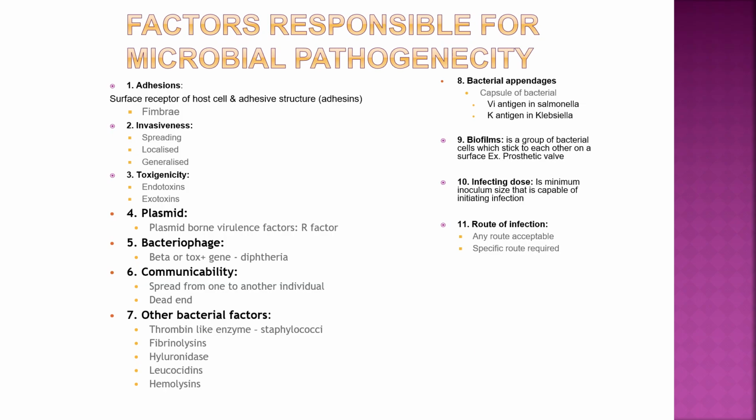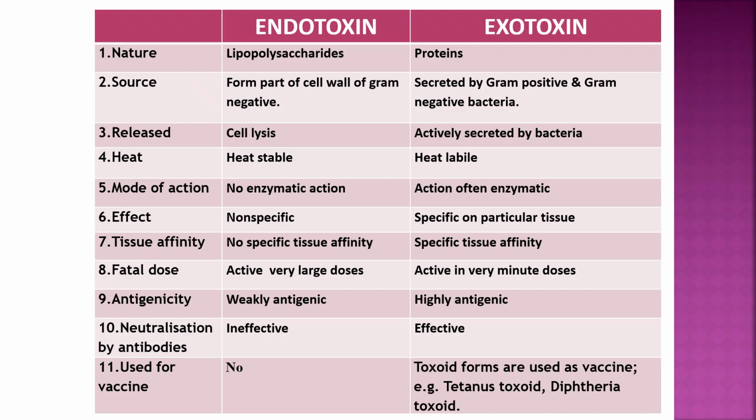microbial pathogenicity. Now we will see endotoxin and exotoxin differences. So endotoxin, lipopolysaccharide in nature, exotoxin, proteins. The source: endotoxin forms part of the cell wall of gram-negative bacilli, and exotoxin is secreted by gram-positive and gram-negative bacteria. The endotoxin is released after cell lysis, exotoxin is actively secreted by bacteria. Endotoxin heat stable, exotoxin heat labile. Endotoxin no enzymatic action, exotoxin action often enzymatic.